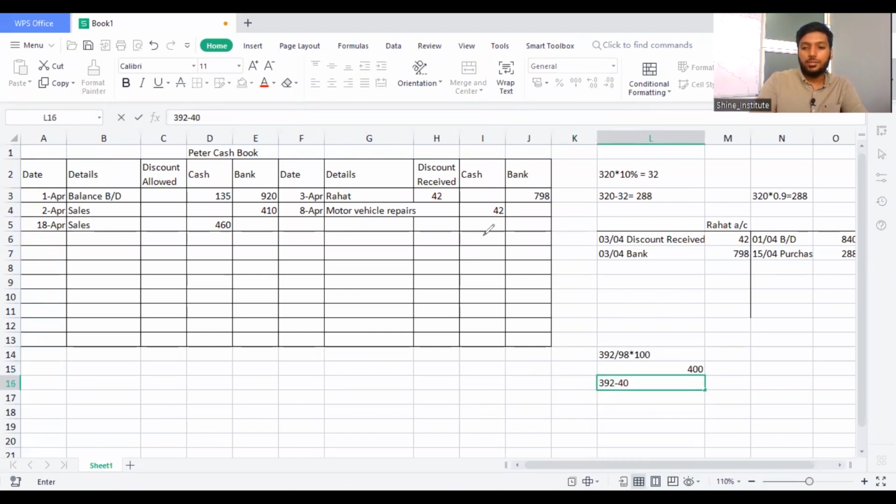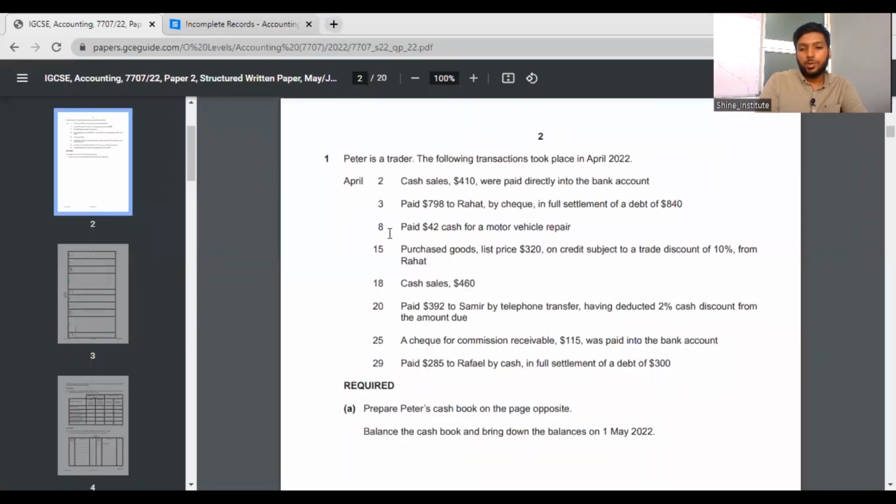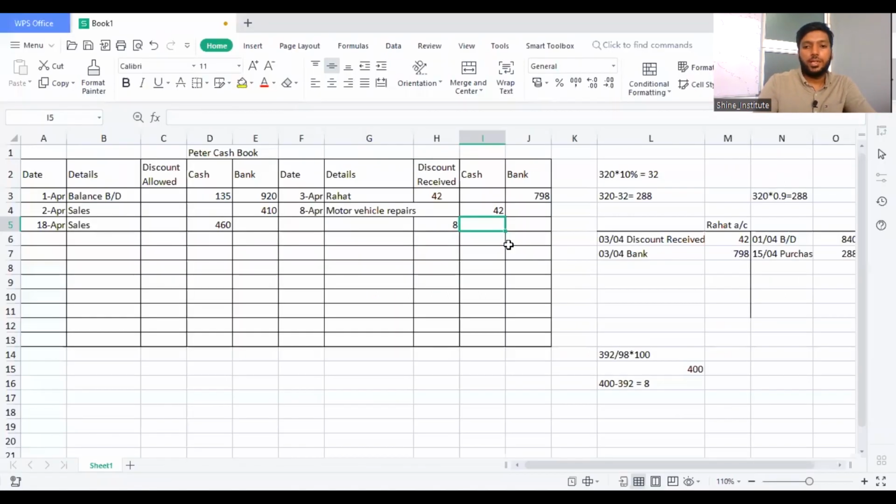So I'll write here 400 minus 392 will get a discount of 8. So I want to take here the discount received is 8, and did we pay through bank transfer or cash? Paid 392 by cheque to submit by telephone transfer, having deducted cash discount from the amount due. As they have said, it's telephone transfer, and transfer is a part of bank. So we're going to take bank amount. It's going to be 392. Simply as it is. So I'll write submit and the date.